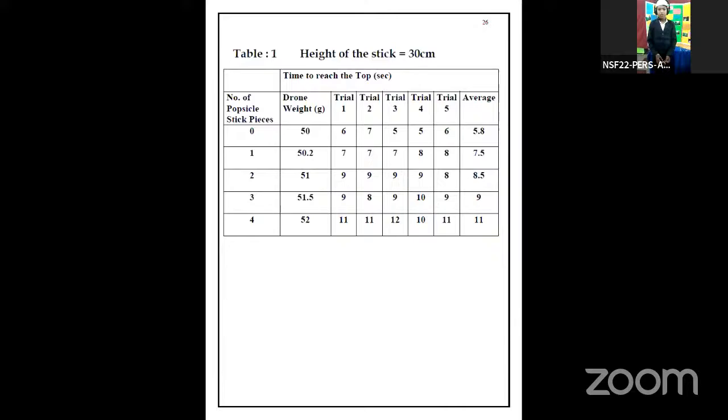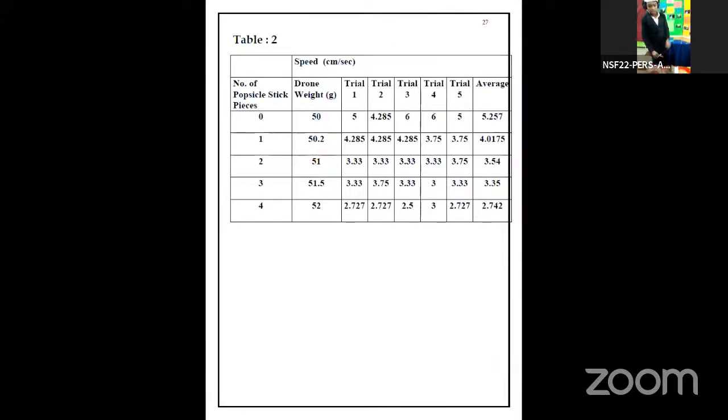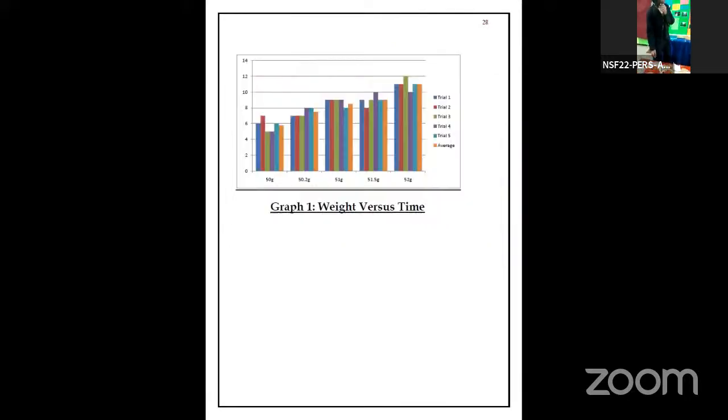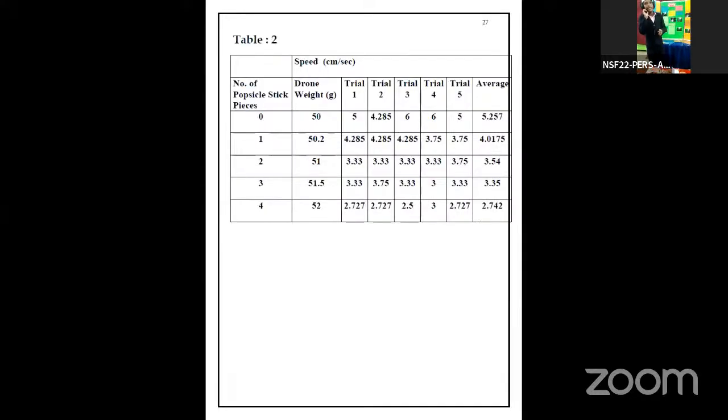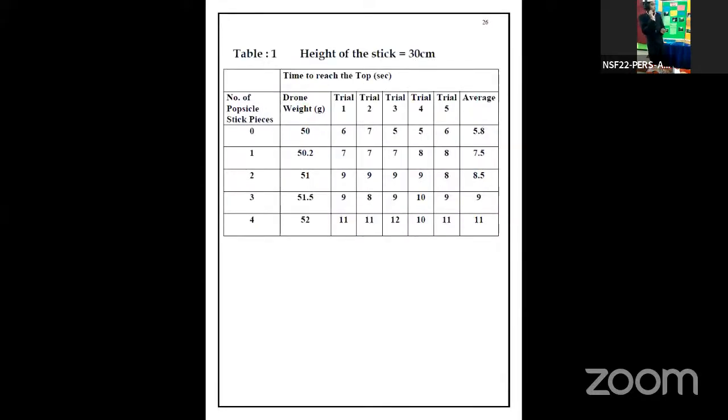Is it not that well known? Why do you choose the popsicle stick? Yeah, the graph is good. You go over to the previous slide. For weightless, sir. Yeah, this one. Explain to me this, trial 1, trial 2, trial 3. What is trial 1? What is trial 2? Trial 1, trial 2, you mentioned. Can you explain that?